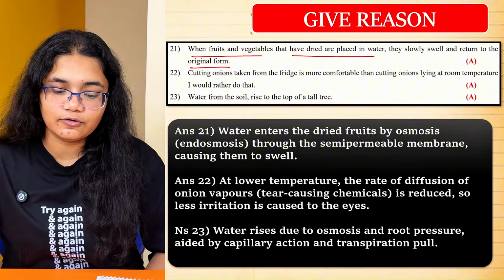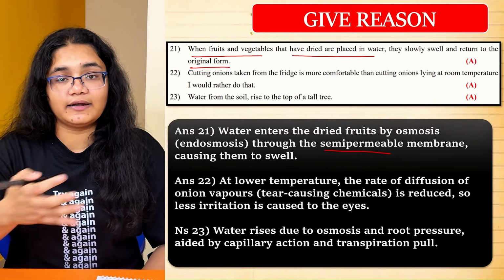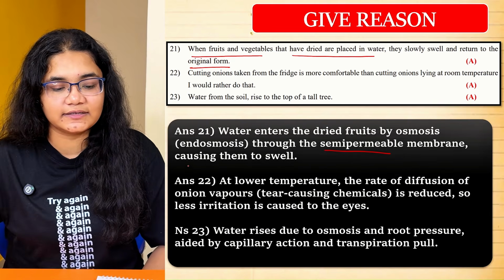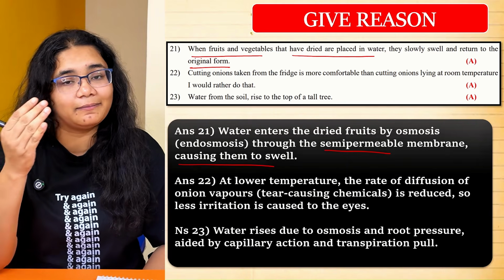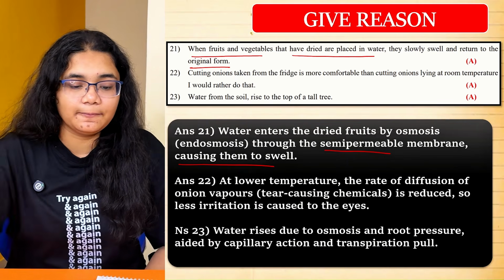Next, when dried fruits and vegetables are placed in water, they slowly swell and return to the original form. So by osmosis, or endosmosis, there is a flow of water inside through the semi-permeable membrane, and that causes the cell to swell.